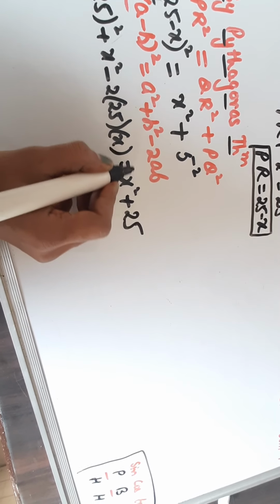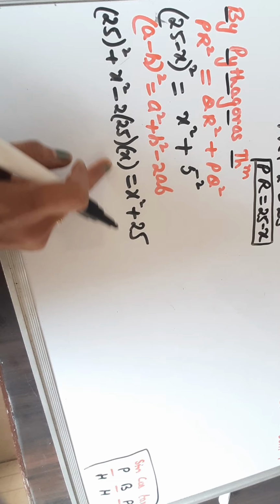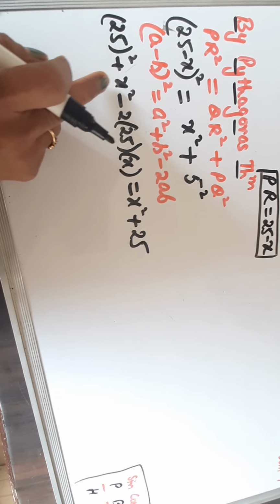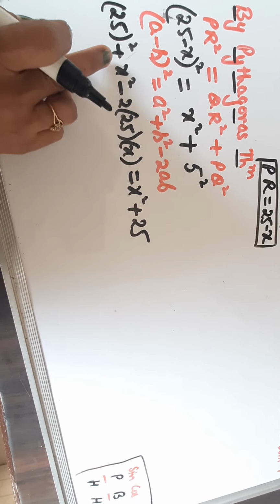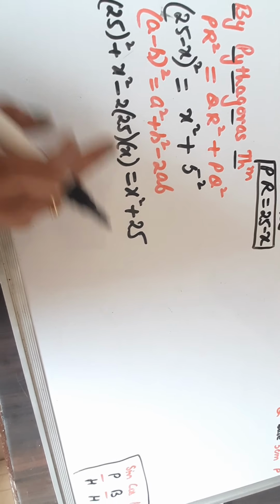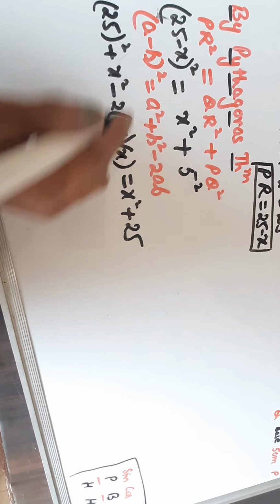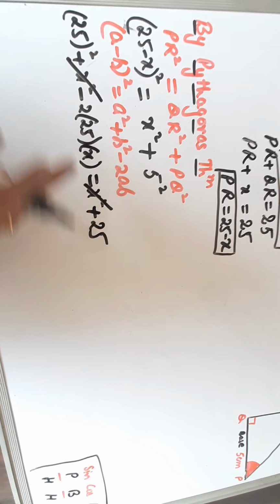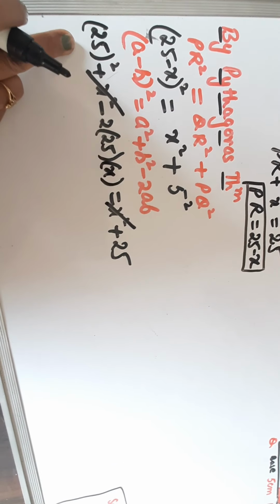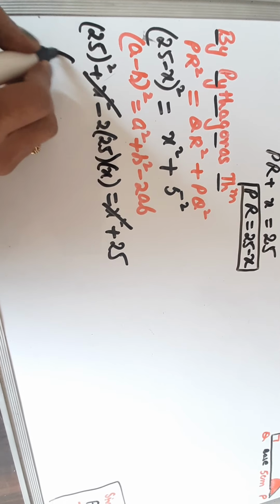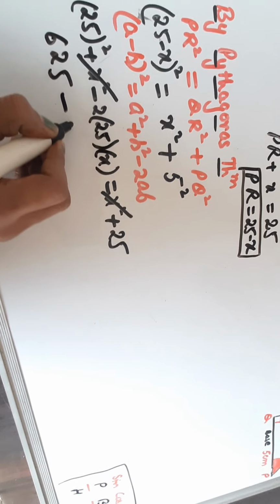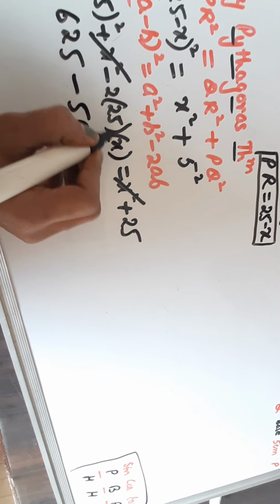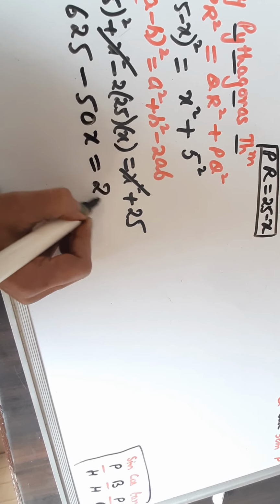Now this is the left hand side of equality and this is right hand side. If the sides are opposite, the sign must be same. This is plus x square, this is plus x square. As their coefficients are equal, we can cancel them out. Now let us solve it. 25 square is 625 minus 50x is equal to 25.